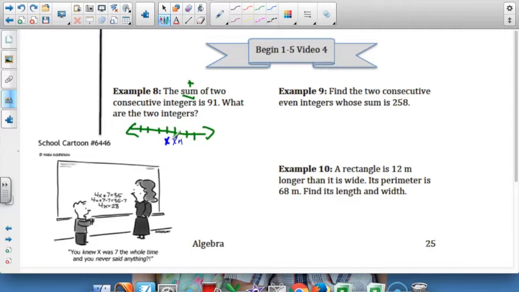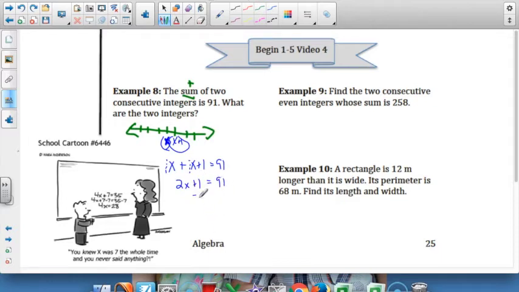Now, it says that if I take these 2, x and x plus 1, and I add them up, if I take their sum, then I get 91. So that's exactly what I'm going to do. I'm going to say x plus x plus 1 equals 91. And now I have an equation. And once you have an equation, you can solve it. I don't have any distribution, but I do have some like terms that need to be combined. Remember, I have 1 in front of both of those. 1x plus 1x is 2x, plus 1 is 91.